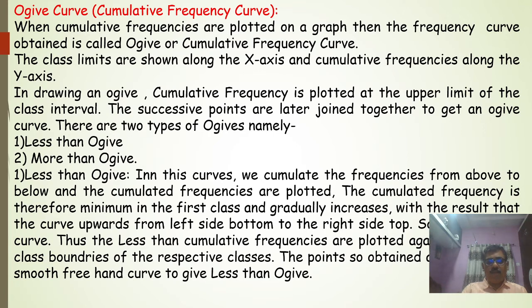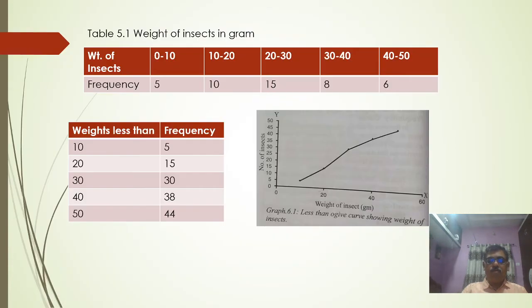Here the cumulative frequency is used, and in drawing an ogive, the cumulative frequency is plotted at the upper limit of the class interval. The successive points are joined together to get the ogive curve. That is the less than ogive and the more than ogive. In the less than ogive, we calculate the frequencies from above to below, and the cumulative frequencies are plotted and joined to form the curve.